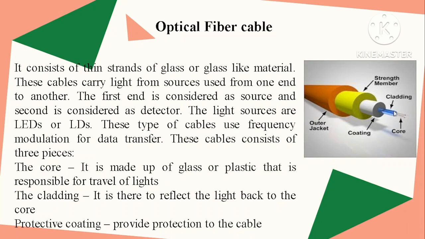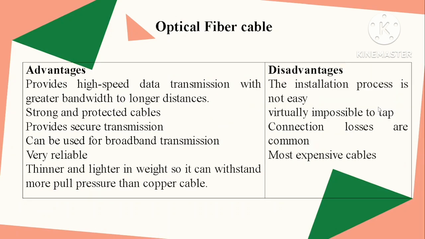It consists of thin strands of glass or glass-like material. These cables carry light, so it is very fast. From one end to another end, it uses light signals to carry. The light sources are generally LEDs, and the cables consist of a core, the innermost part, the cladding, and the protective coating. So these are the three parts of an optical fiber cable.